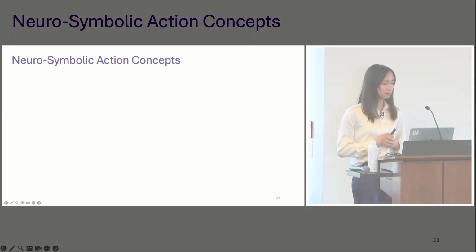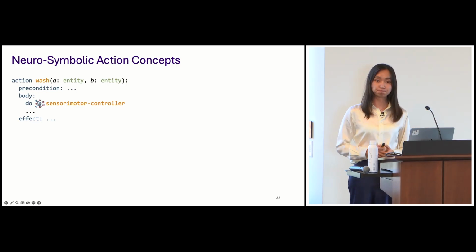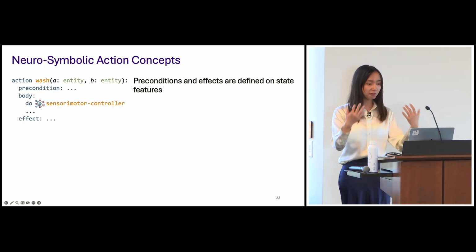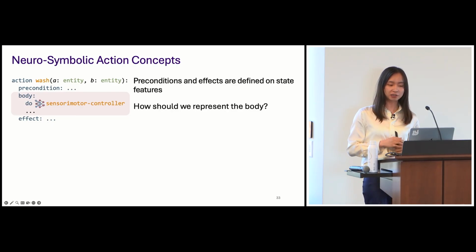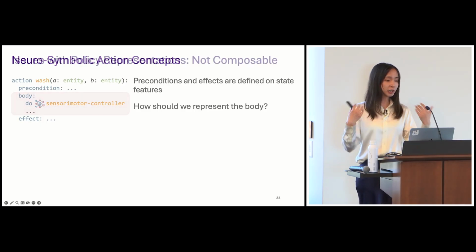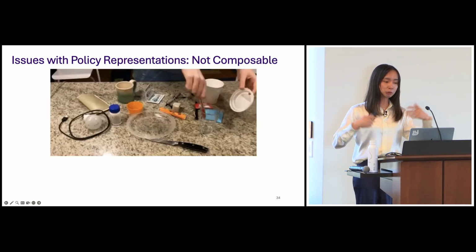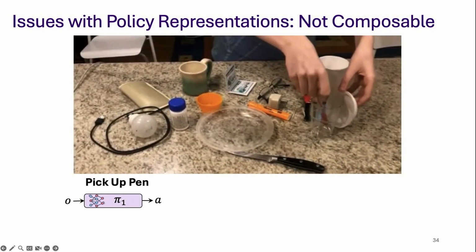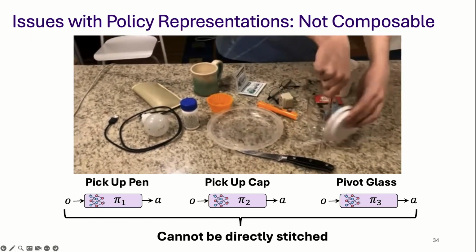I want to first go back to the original representation that we talked about, neuro-symbolic action concepts. We say an action is represented as a precondition, a body, and an effect. Preconditions and effects are defined on top of state features. But we haven't talked in detail about how we should think about the body. One straightforward way is to say it's just a policy that maps from the current state to the next action to take. But as I have already hinted, a policy-based representation is not very good because policies are not composable over time. Going back to our ABC pickup example, if you have three different policies, one for picking up the pen, one for picking up the cup, and a third for pouring the glass, they are not directly stitchable to accomplish the original task we're interested in.